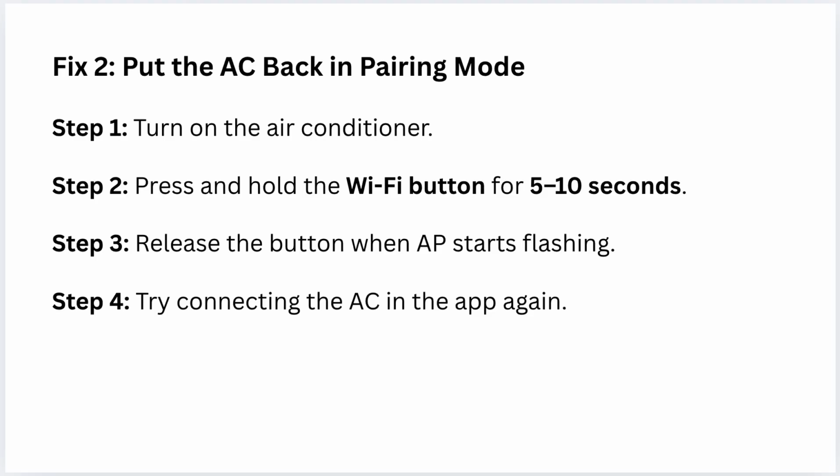Second one is put the AC back in pairing mode. Turn on the air conditioner, then press and hold the Wi-Fi button for 5 to 10 seconds. Release the button when AP starts flashing. Try connecting the AC in the app again.